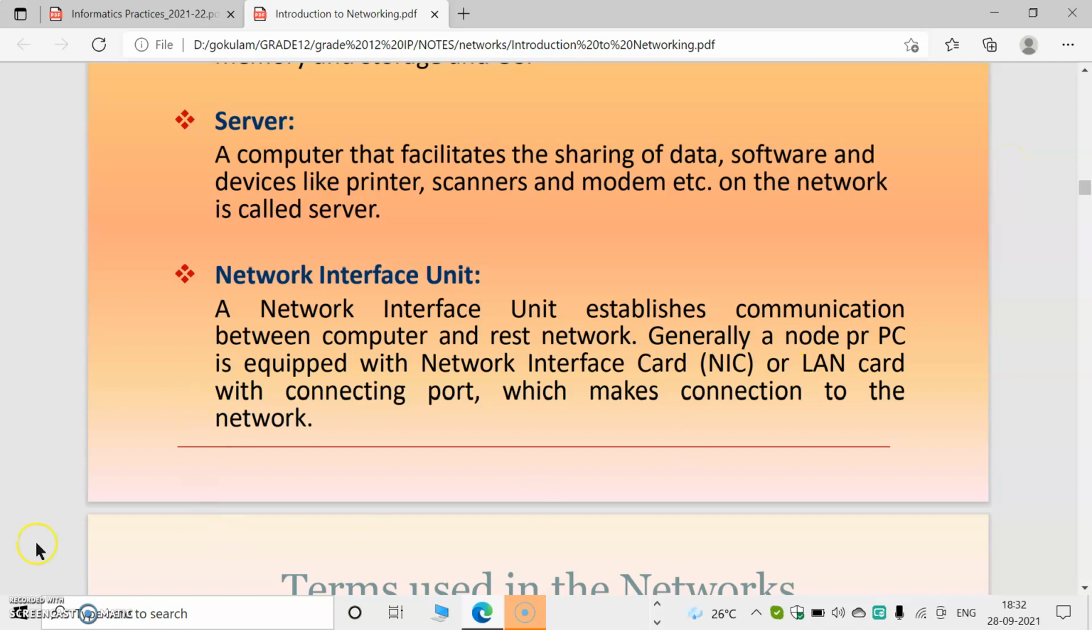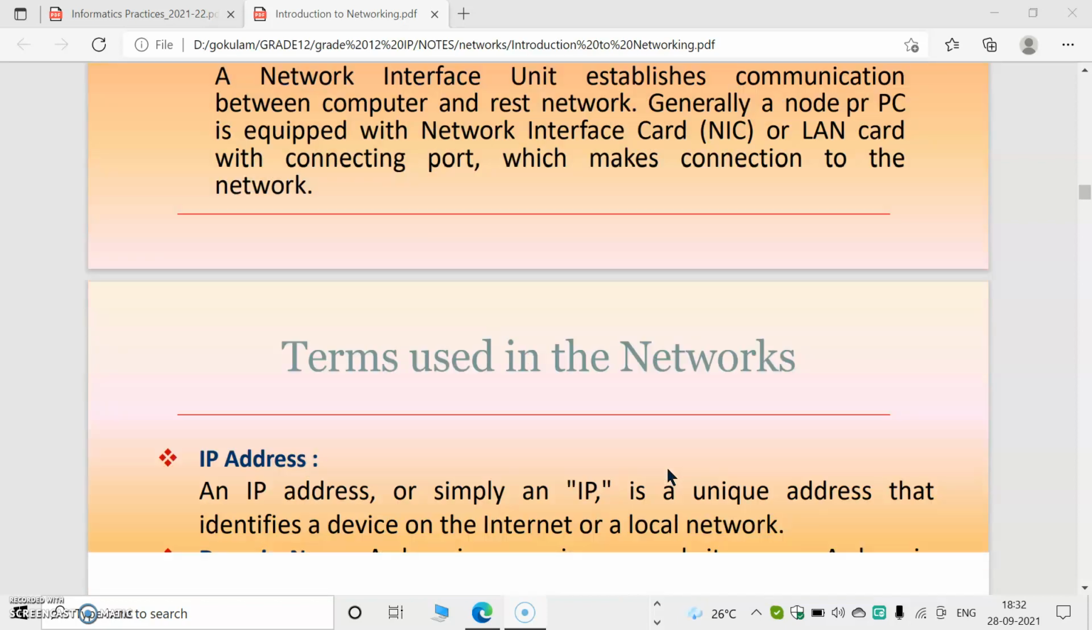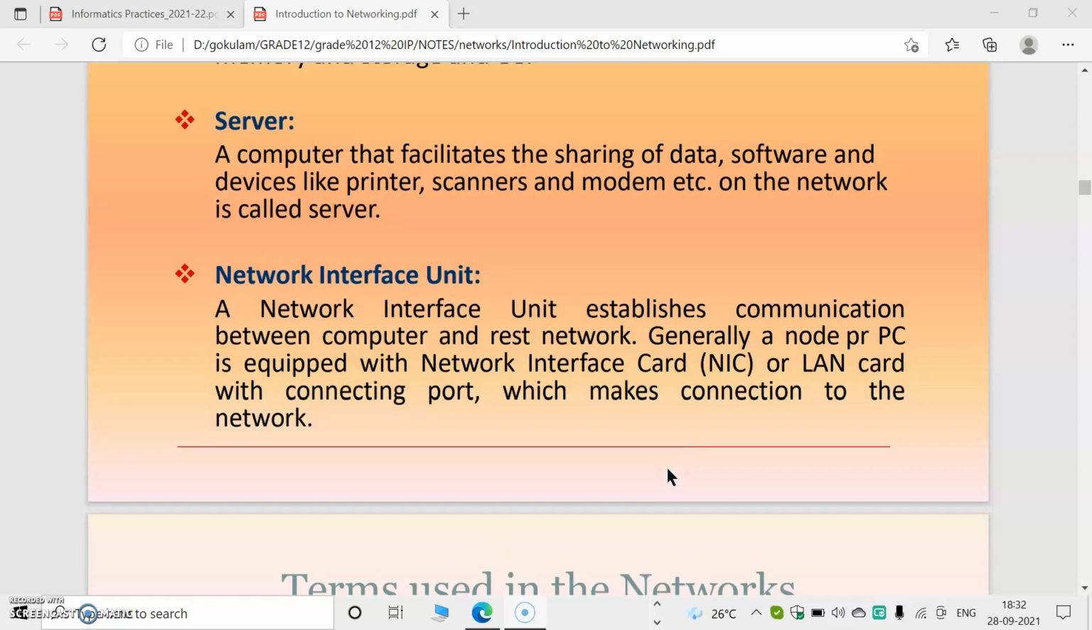Then server. What is a server? We all have heard the term server, as in "the server is down." That means the server is the computer which gives the data to us. For example, software, hardware devices, scanners, and modems are all connected to the server. So when our server is down, we cannot perform tasks in the network. A computer that facilitates the sharing of data, software, and devices is known as a server.